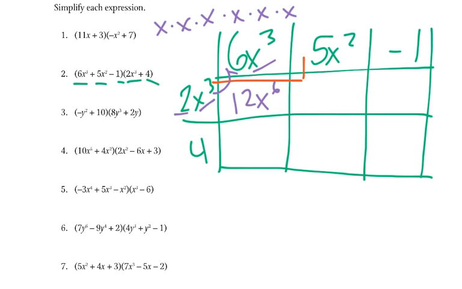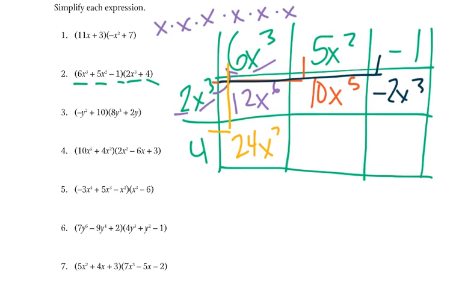5x squared times 2x cubed. So we get x to the 5th. 5 times 2 gives us 10. Then we go this one. Negative 1 times 2x cubed. Negative 2x cubed. Okay. Then next up, we go down here. 6x cubed times 4. 6 times 4 is 24. X cubed. Okay. Then 5x squared and 4. 20x squared. Okay, then negative 1 times 4 gives us negative 4.